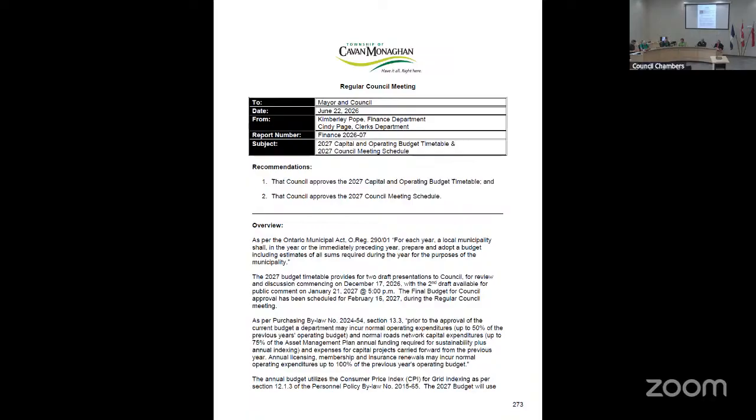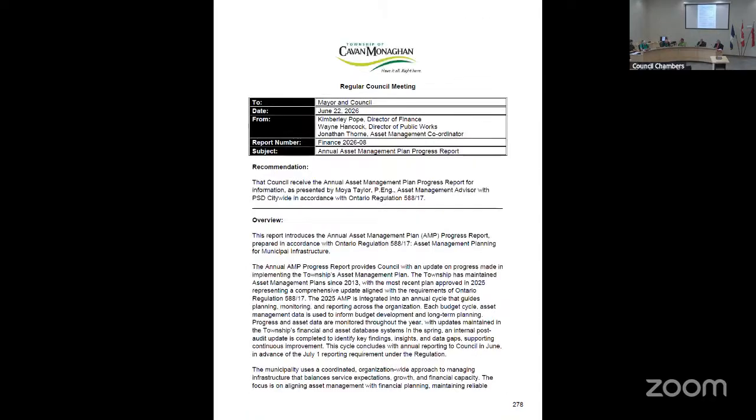Next is 11.2, annual asset management plan progress report. The report on the presentation we just received. Ms. Pope. Thank you. Through you, Mayor, to all of council. I'll just reiterate a few comments I made earlier. As we use our asset management plan, it is a living document that grows. We pull the data out as we go through the process for the capital budget, place the items back in, and continue to use the database, the Public Sector Digest Citywide database for all of our assets.